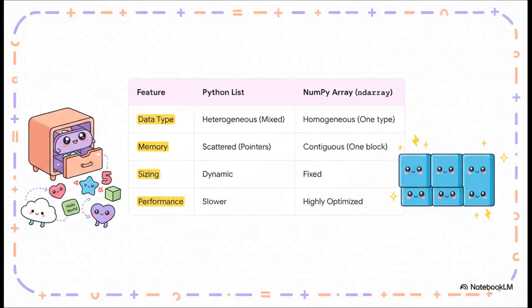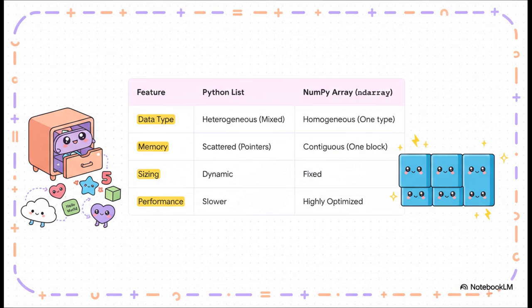Okay, this table lays it all out. The key thing with Python lists is their flexibility, right? You can throw anything in there, numbers, text, whatever. But that flexibility has a hidden cost. See where it says scattered memory? That means a list is basically just a collection of signposts, or pointers, each pointing to where the actual data is stored all over your computer's memory.